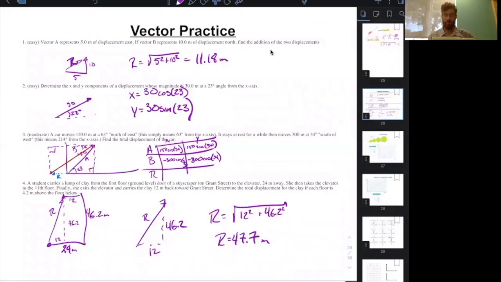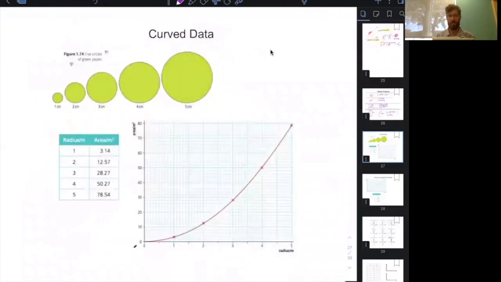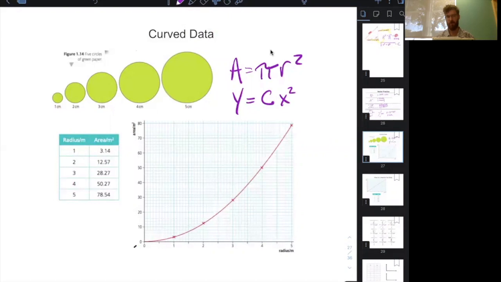So here we go, ladies and gents. We got our answers down. Let's actually move on to the last part of the assignment. It is curved data. So with curved data, ladies and gents, we want to try and take something curved and put it in a linear fashion. So really we have this equation right here. The area of a circle is equal to pi r squared, right? So we have y is equal to some constant times x squared.